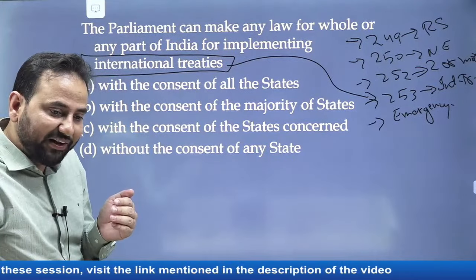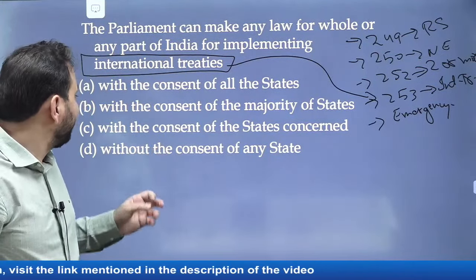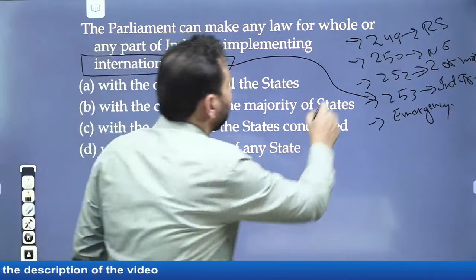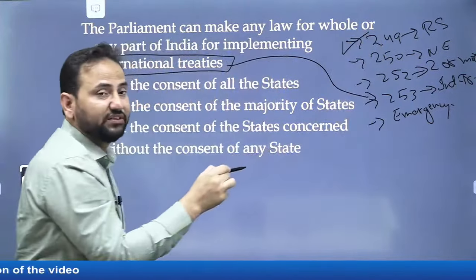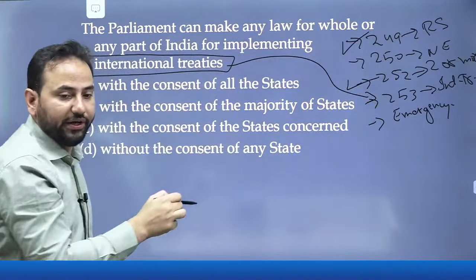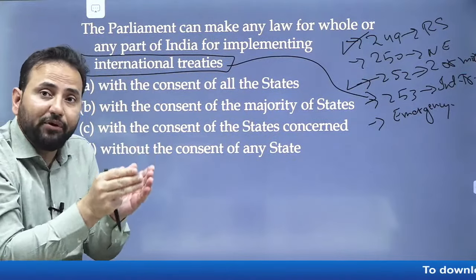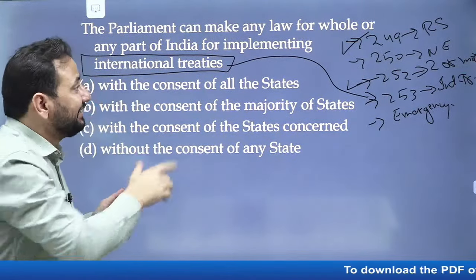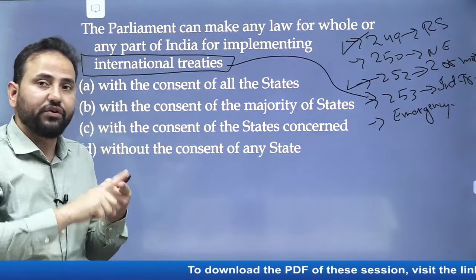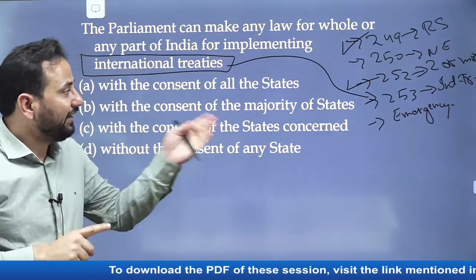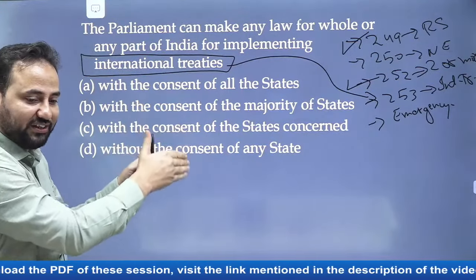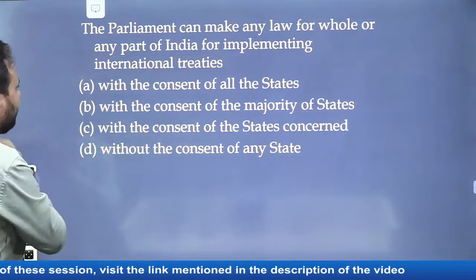If Parliament can automatically make laws, then there is no issue, that is, without the consent of any of the states. Had it been with reference to 252, the condition would have been different, and so on. So when you talk about the power of Parliament to make laws on the state list, these are the conditions: 249, 250, 252, 253 and Article 356. Just go through these concepts and everything will automatically become clear.